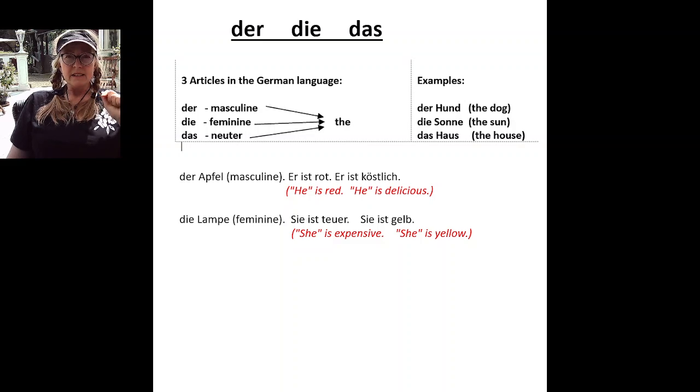The second example sentence here is die Lampe, the lamp, and that is a feminine article. And if you want to tell me more about the lamp, you have to keep referring to the lamp as a she. She is expensive. She is yellow. Okay? Same one for the neuter, but I didn't put any examples in here. Let's move on.